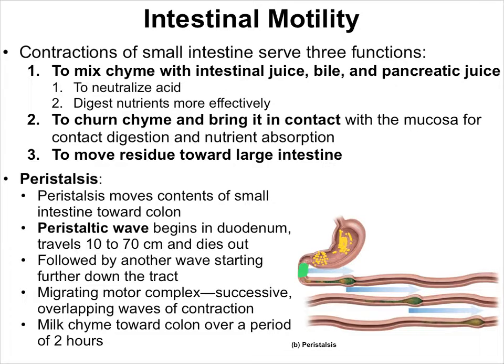This intestinal movement has three functions. First, it functions to mix the chyme with intestinal juice, bile, and pancreatic juice. Remember that you're going to have the pancreas squirting stuff in here, and just like you needed the stomach to churn in order to mix your bolus with the stomach acid and pepsin, you're going to need to mix that around. You've got to knead the dough.